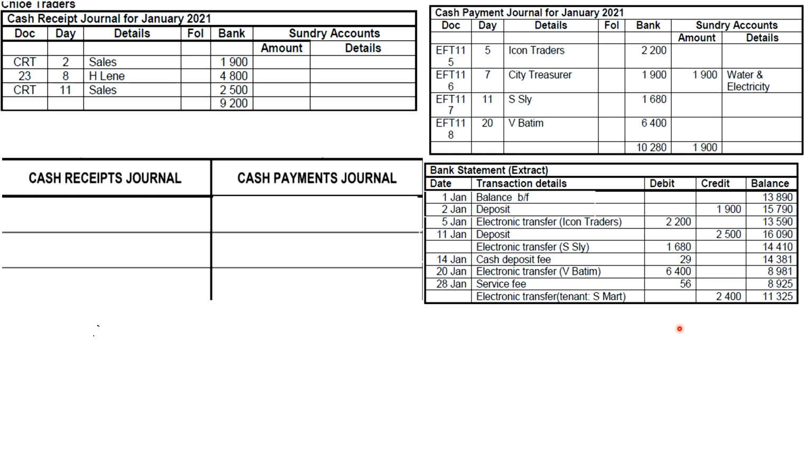So now what you want to do is you want to compare. So we're going to start with our CRJ. So the first amount here is 1,900. And another important thing that you need to know is that all the amounts from the CRJ are going to show up on the credit side of the bank statement, and all the amounts from the CPJ are going to show up on the debit side of the bank statement.